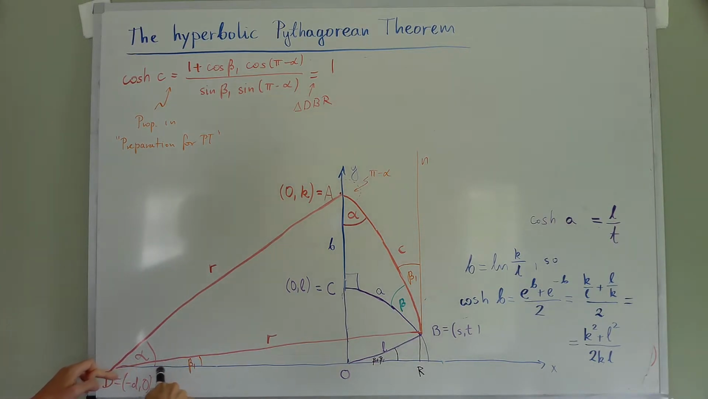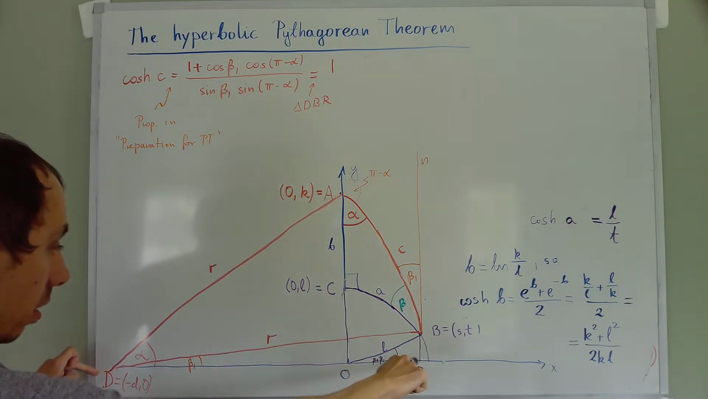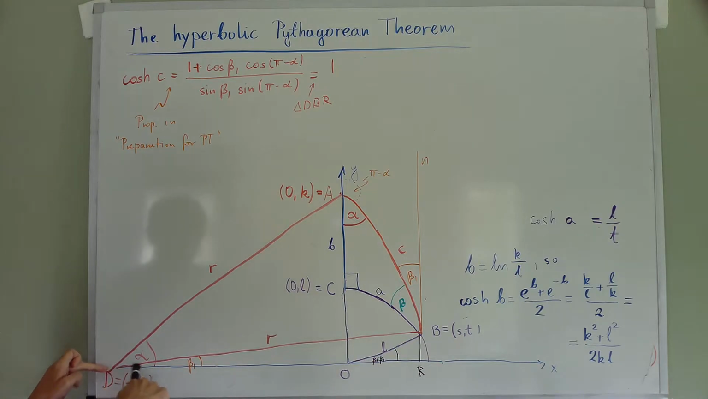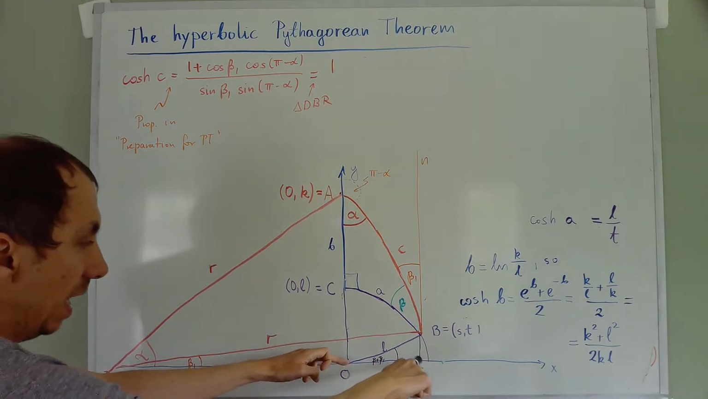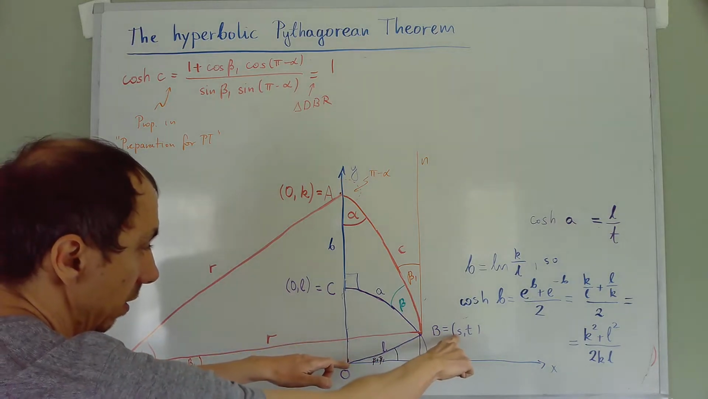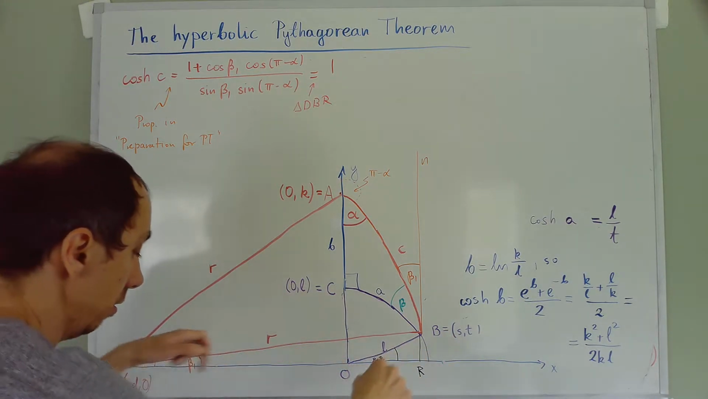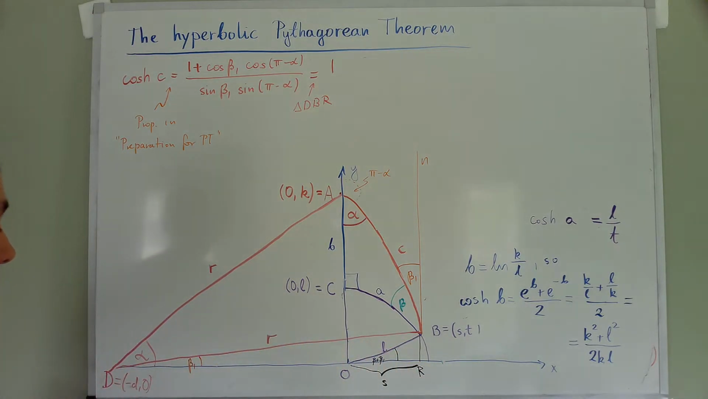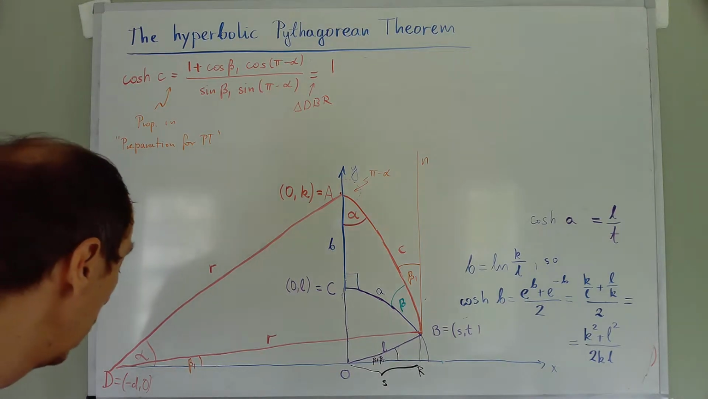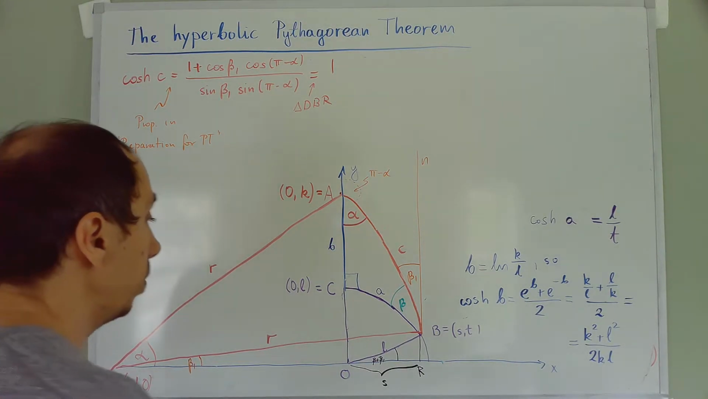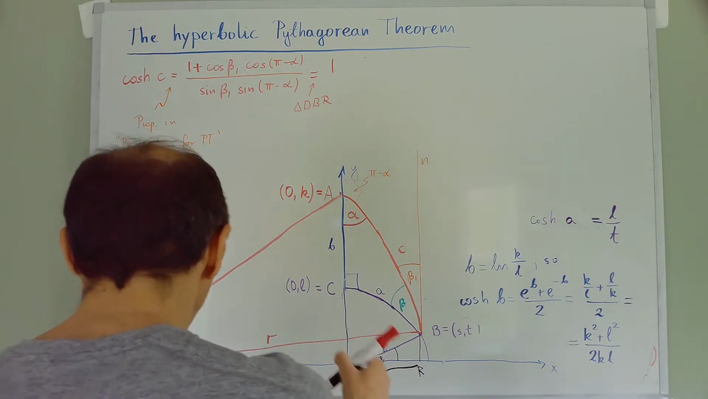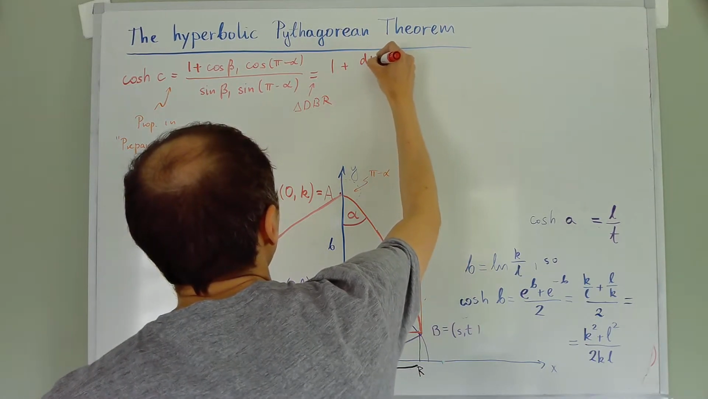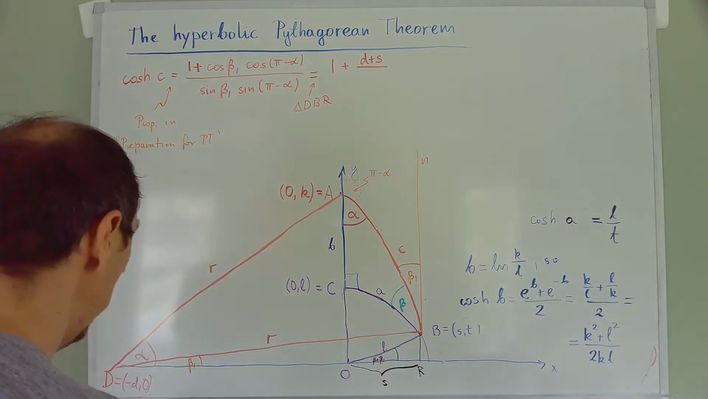So cosine beta 1, that is that length over here divided by R. So what is that length? That length is D plus S, right? S is the x-coordinate of point B. So that length here is S. And this length here is D. So I get D plus S, so 1 plus D plus S divided by R.